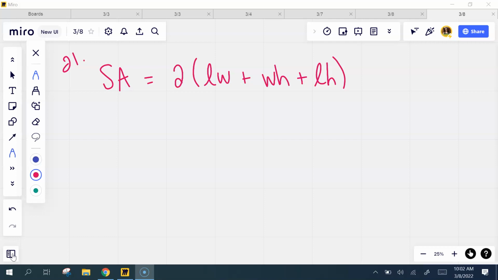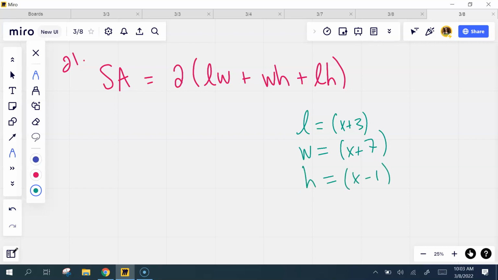So if I look, it really doesn't matter which one is which because you end up having to multiply them all together anyway. The 3 different lengths are, we'll say length will be x plus 3. We'll say width is x plus 7, and that leaves height, I shouldn't say height so I don't get mixed up with the L, as x minus 1. And so now all I have to do is plug in, but I'm going to have a lot of multiplying as I plug in.